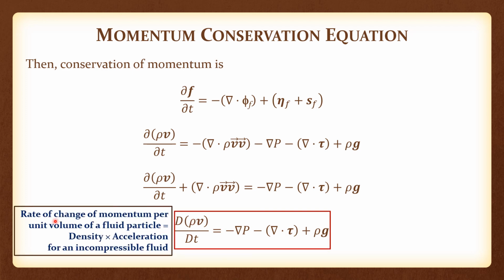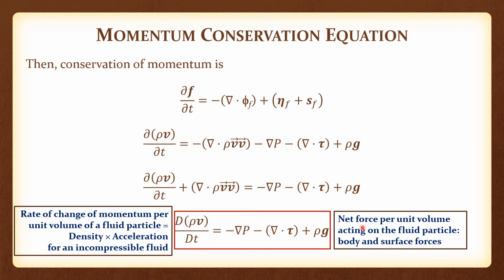So on the left hand side, if you look at it, what is this? This is the rate of change of momentum per unit volume of a fluid particle. If you are sitting along the fluid particle and you are moving along that particle, this is the rate of change of momentum per unit volume. This is basically density into acceleration. If your density is constant with respect to time, you can take it out, all right, and then you will have dv dt, which is acceleration for an incompressible fluid. This is from a Lagrangian perspective.